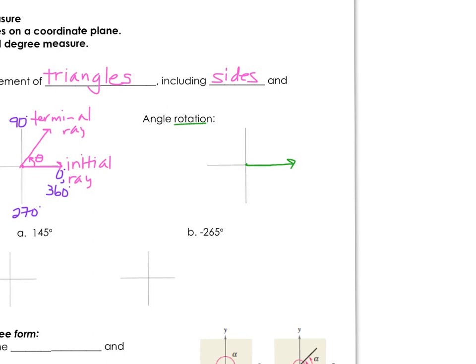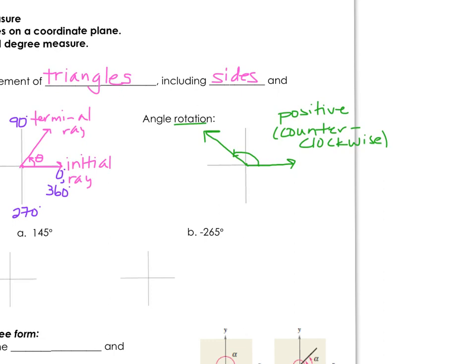Technically, there are two ways that your angle can rotate, and it depends on the type of measure you're given. If you have a positive angle measure, that means your terminal ray is going to go in a counterclockwise direction. Counterclockwise just means backwards around a clock. And that would be maybe a measure like this. So counting backwards through quadrant 1 into quadrant 2.